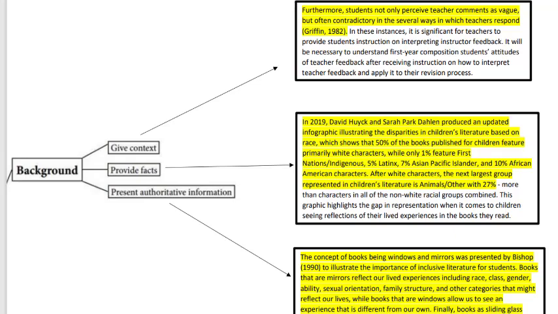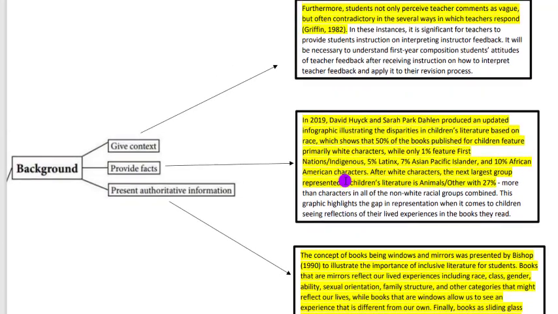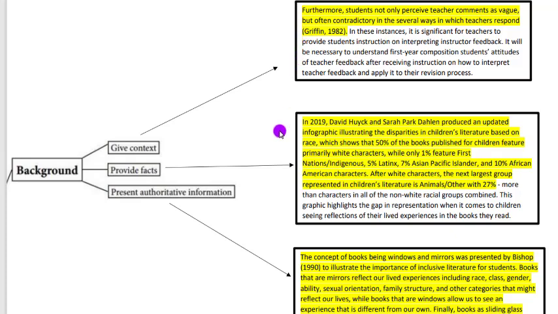So with that being said, with this document, you're going to want to go through and look at the different examples of ways in which the information is being used. So for background, we have giving context. In this example, we see, furthermore, students not only perceive teacher comments as vague, but often contradictory in the several ways in which teachers respond. In these instances, it is significant for teachers to provide students instruction in interpreting instructor feedback. And then we get the sense of what the conversation or the context is for this purpose, and then we have our discussion about it and what's the point.